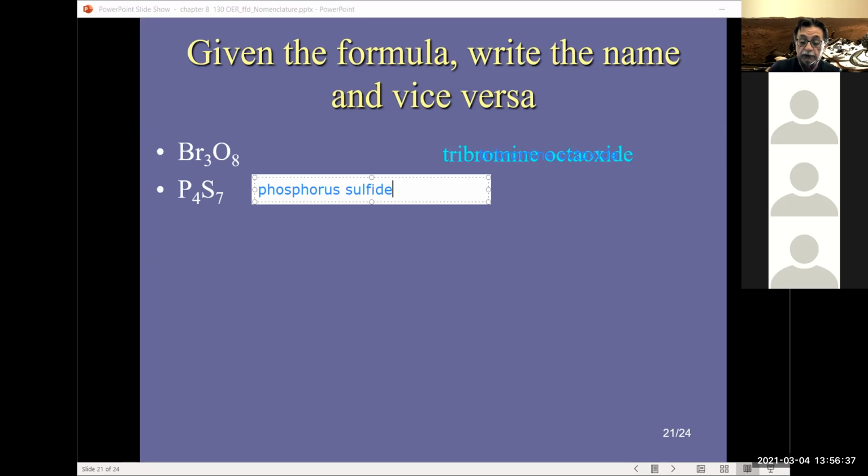All right. So we have 4 phosphorus, which is tetra. And then we have 7, which is heptasulfide.